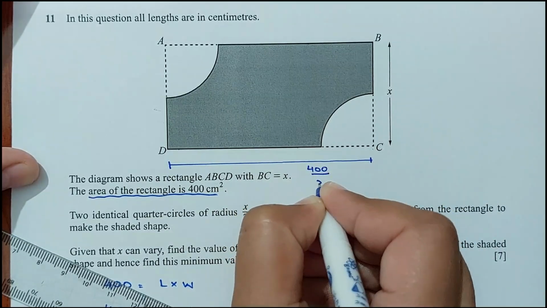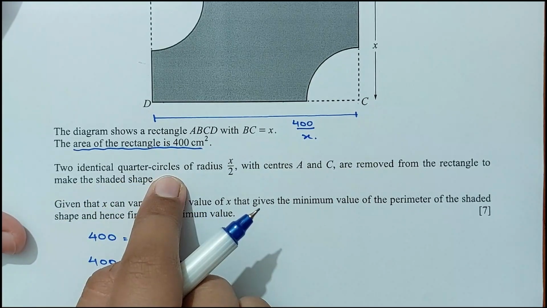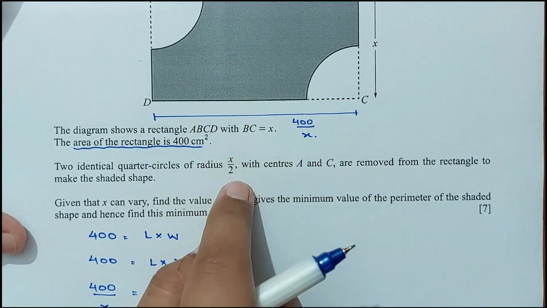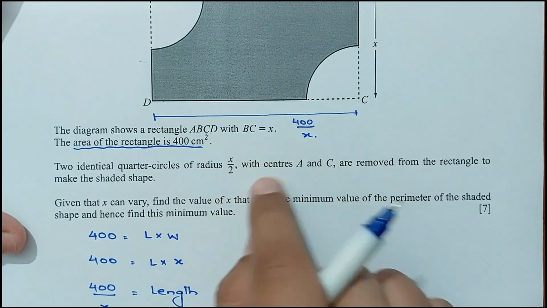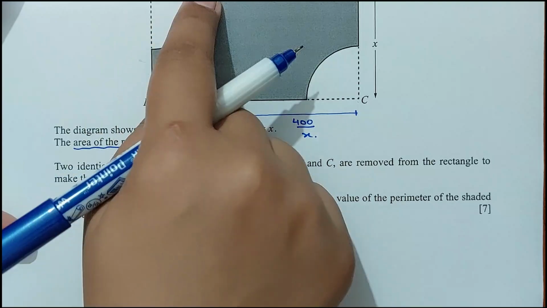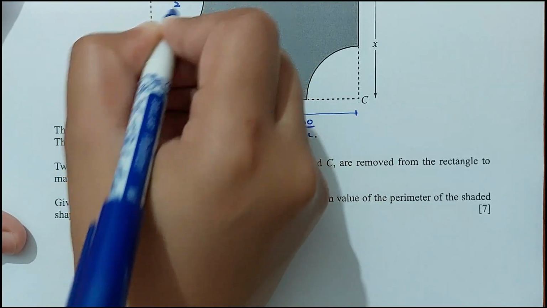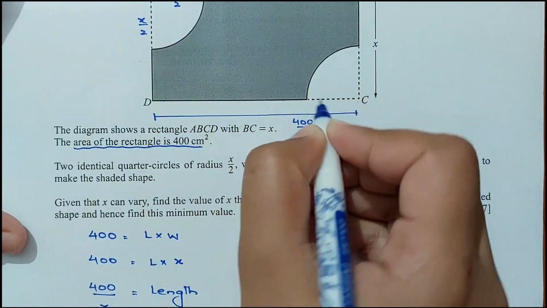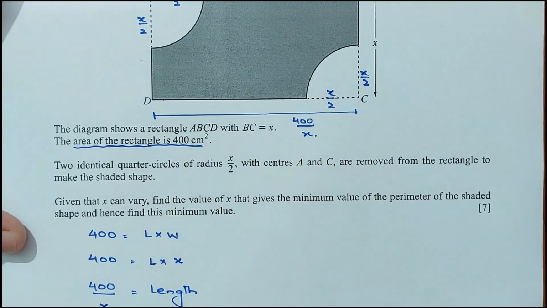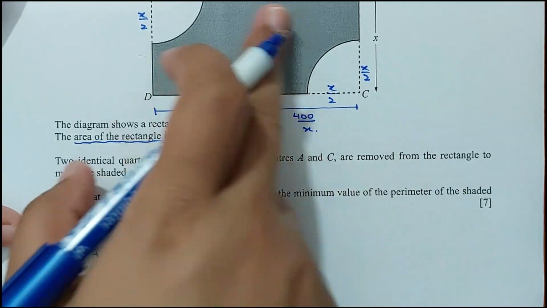Now, two identical quarter circles. These are the two identical quarter circles. Its radius is x by 2, with centers A and C. A is the center, C is the center. From A to this point and A to this point, this is x by 2. This length is x by 2, this length is x by 2, and this length is also x by 2. I remove them from the rectangle to make the shaded shape.